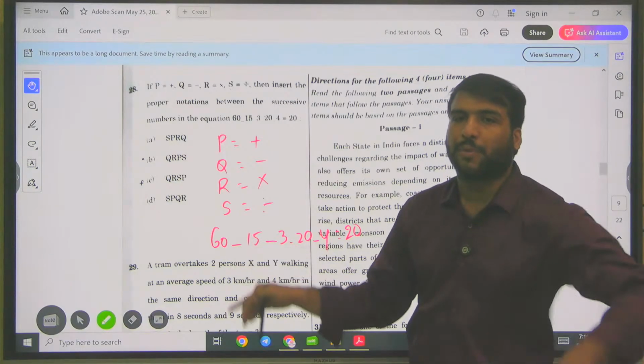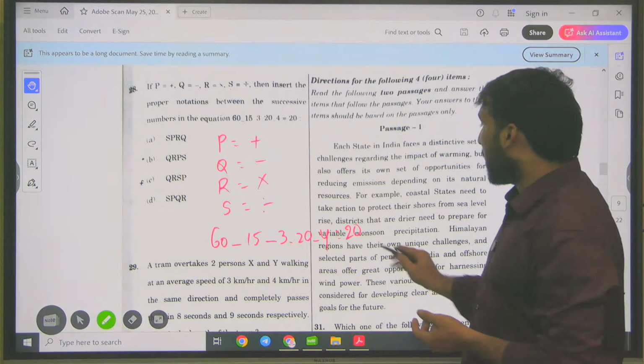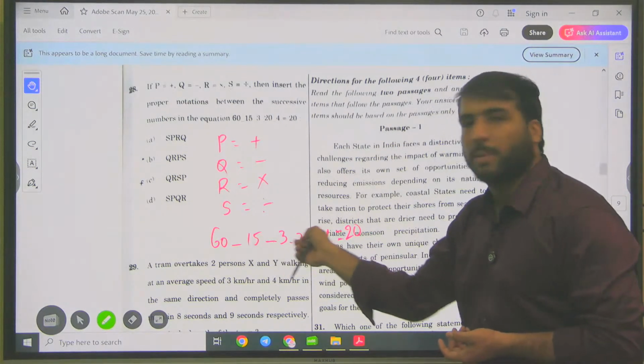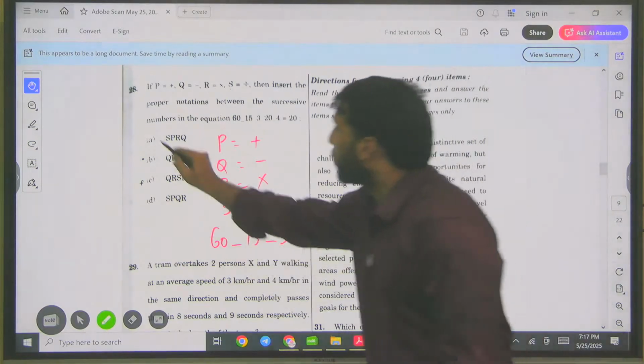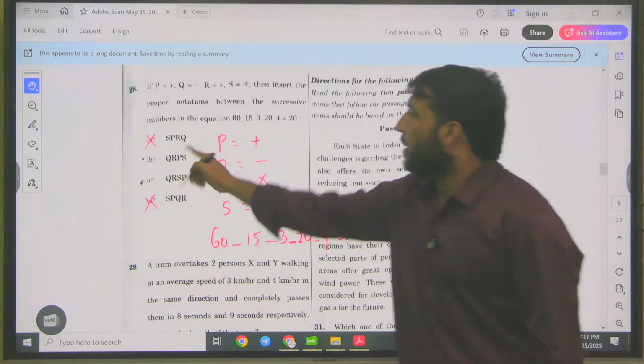60 divided by 15, my initial value will be 4. If my initial value is 4, the chance of the answer being 20 is low because here itself you are getting 4. Definitely there will be a subtraction here. Then the chance of the answer being 20 is gone. So I can eliminate these two options. Okay. Next I started with Q.